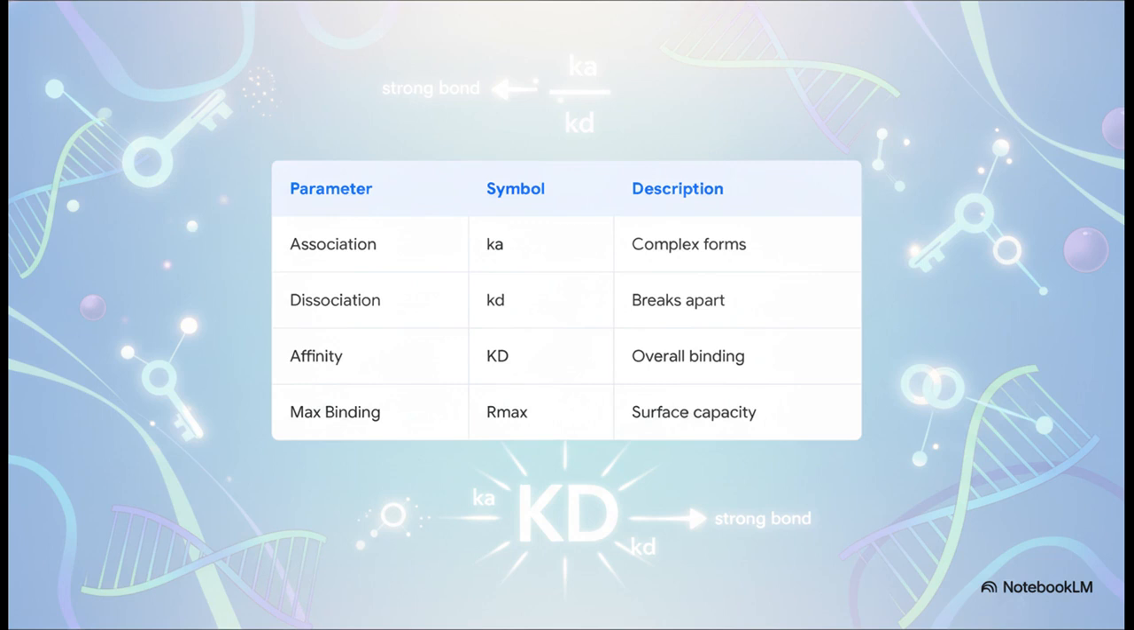From those elegant curves, the computer extracts some seriously precise math. We can calculate ka, which tells us exactly how fast the two molecules snap together. We calculate kd, telling us precisely how fast they fall apart. And by simply dividing those two, we get KD, the equilibrium dissociation constant.